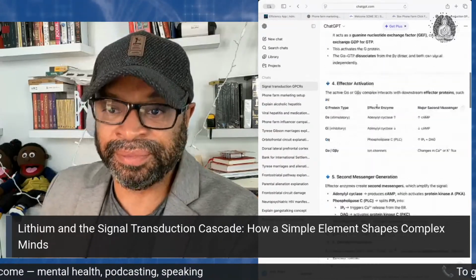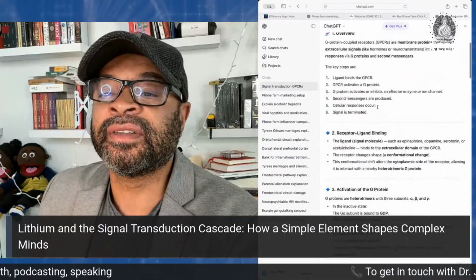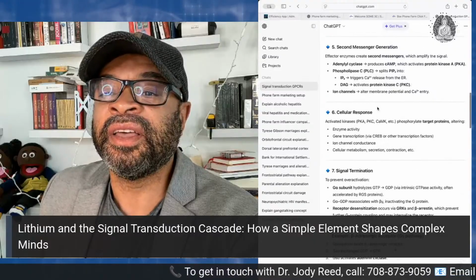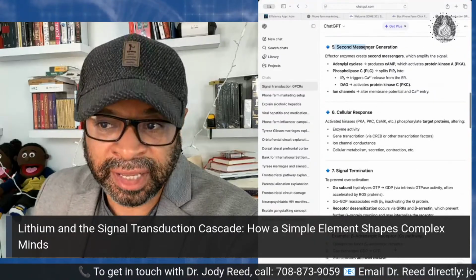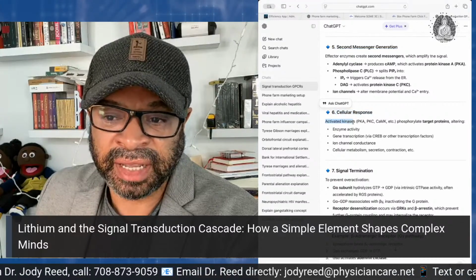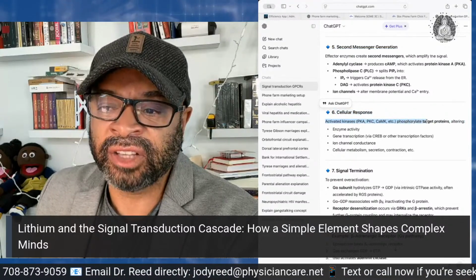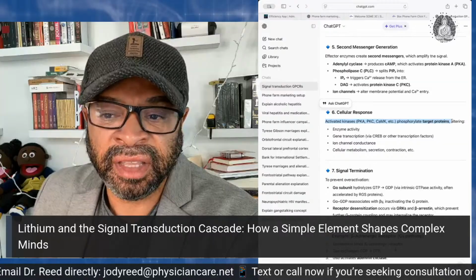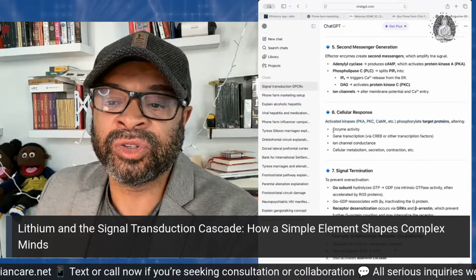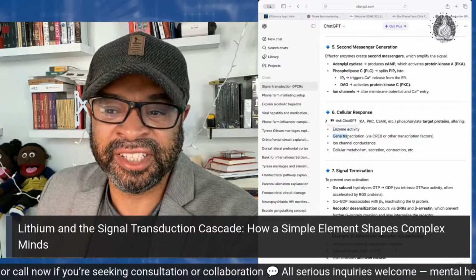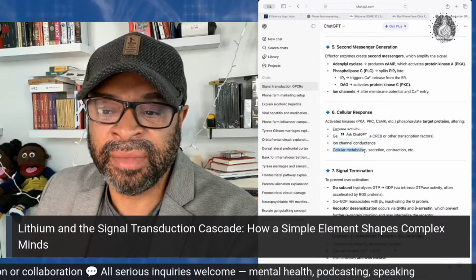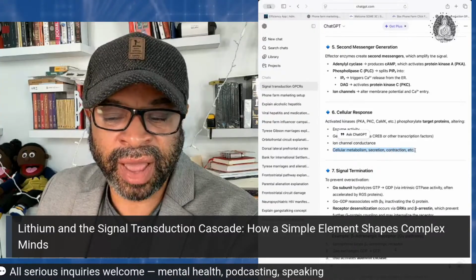I'm sorry, okay, let me slow down. Okay, here. This is the second messenger generation. And then here's how the cell responds. Activated kinases phosphorylate target proteins, and this alters enzyme activities, gene transcription, ion channel conductance, and cellular metabolism, secretion, or contraction, etc.